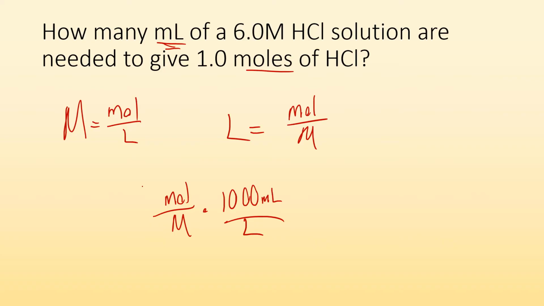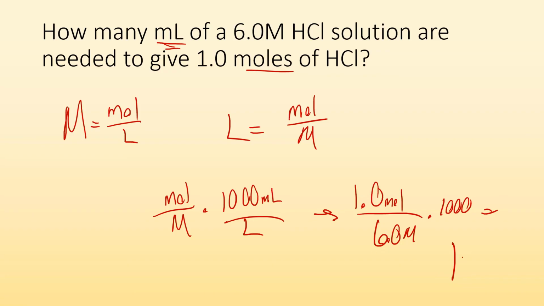So let me plug in some numbers. Let's see. I need 1 mole, 1.0 moles, divided by 6.0 molar times 1,000. And I end up with, I didn't do this math, 1 divided by 6 times 1,000. To 2 sig figs will give me an answer of 170 milliliters.